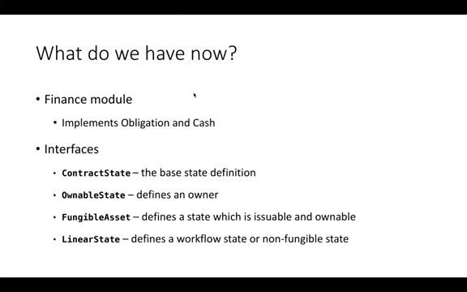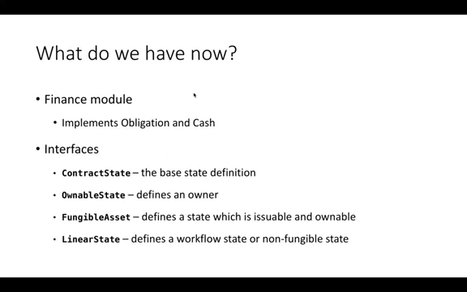The fungible asset interface is, I feel, a little inflexible, because you might want to have something that is fungible but not necessarily issuable or ownable. Those terms, issuable and ownable, are a little misleading, I think, sometimes. So the semantics don't quite make sense for me.